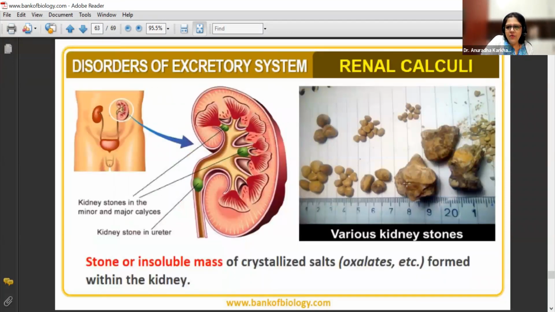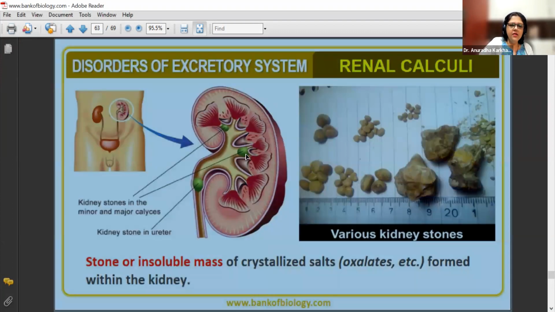Renal calculi. What are these renal calculi? Stones, जिसको हम kidney stones कहते हैं. Stone or insoluble mass of crystallized salts, oxalates, etc., are formed within the kidney. So here you can see very clearly. ये देखो बेटा, ये देखो green color का दिखाई दे रहा है तुम्हें. See, these are the kidney stones, and look at their position. They are present in the minor calyces, major calyces, kidney stone in the ureter. Imagine if this stone blocks the flow of urine, it will be so painful, and it is very painful.